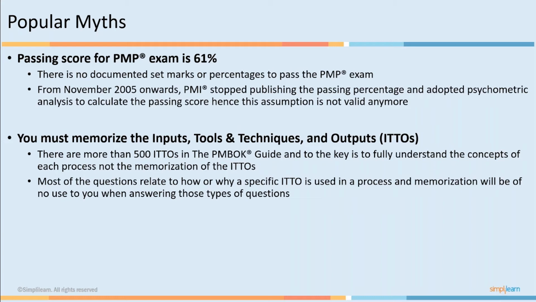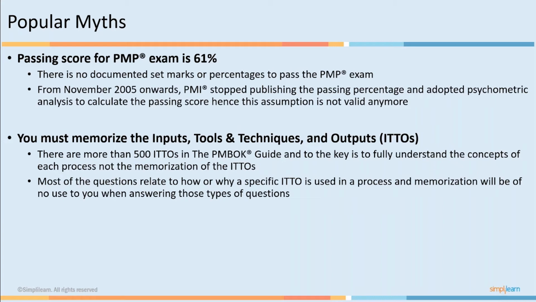But again, no one knows what approach PMI is going to take. It is completely unknown to the outside world. So if anyone comes and tells you, "I know how PMI is going to look at your score and everything," that is absolutely wrong. So 61% is just a myth. It is no longer valid.